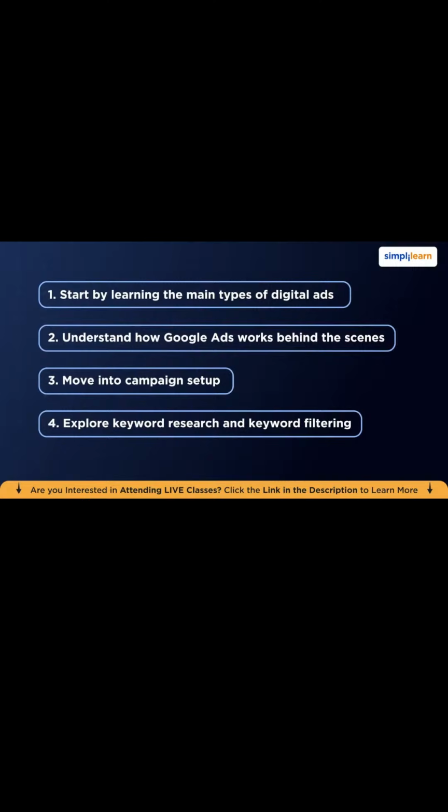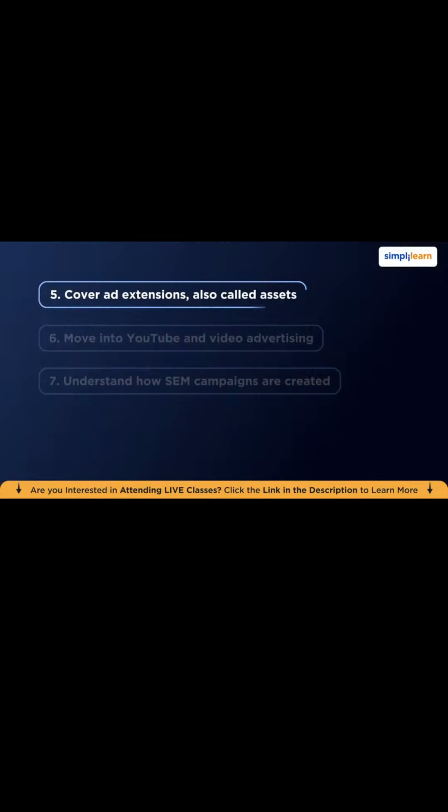Next, we'll be exploring keyword research and keyword filtering, where you'll be learning how to choose the right keywords, remove low-performing terms, and send users to the right final URL. We'll also be covering ad extensions, also called assets, such as site links, lead forms, and callouts, which help make your ads more useful and clickable.